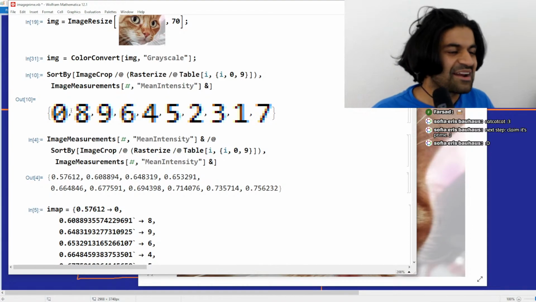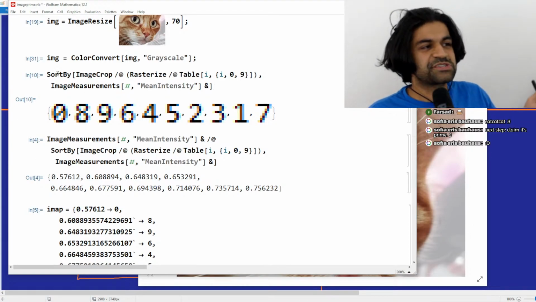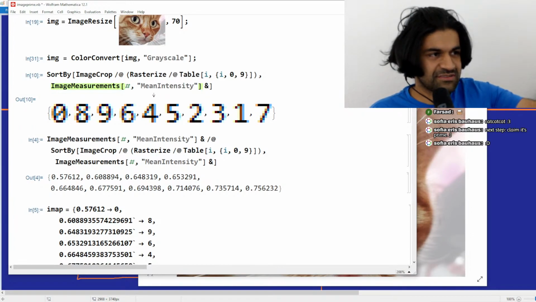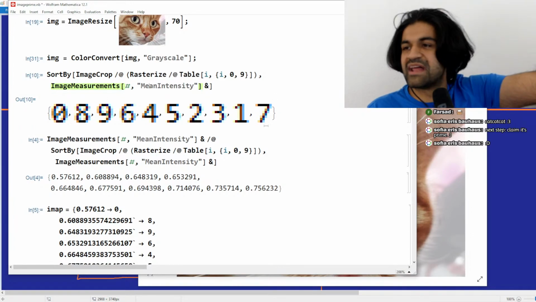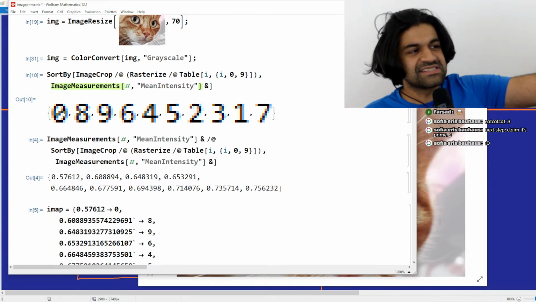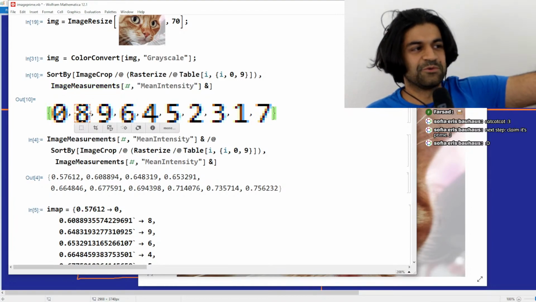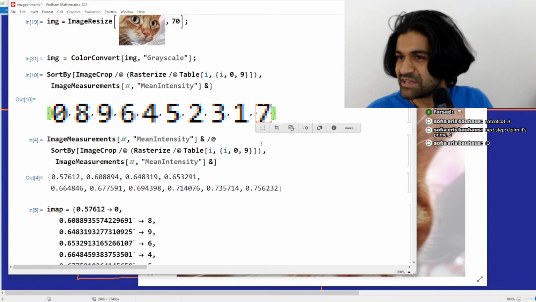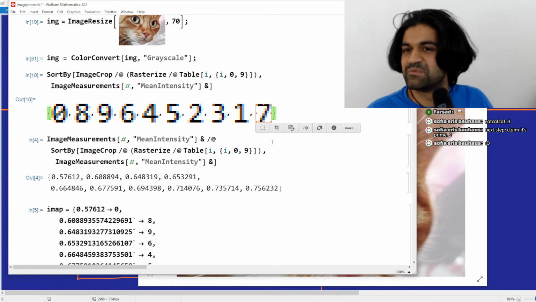Coarser or something? I don't know, but it doesn't really matter. So you sort by the image intensity, so how bright each number is when rendered as an image. As you can see here, 0 was the darkest image, 8 was brighter, 9 was brighter, 6 was a little bit brighter. 7 is the brightest image because, as you can see, it has the most white pixels.